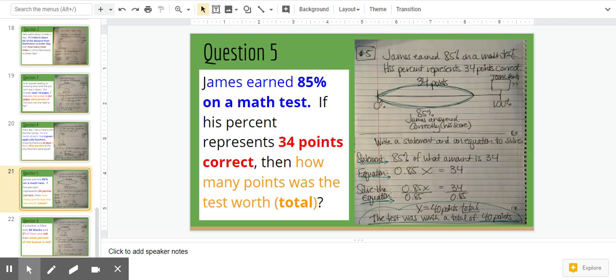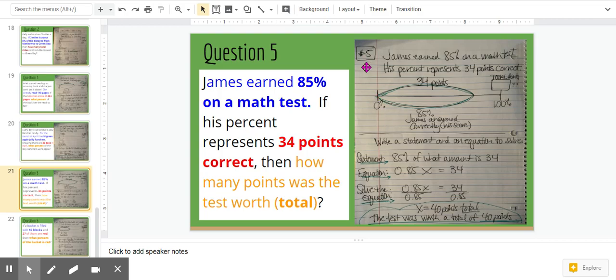James earned 85% on a math test. His percent represents 34 points correct. When I build my line diagram, I start at 0%, go to 100%. I place the parts that I know on the diagram. I already know that he scored 85%, so that's a fairly large chunk of that line for the line diagram. And I label it 85% is what James answered correctly.